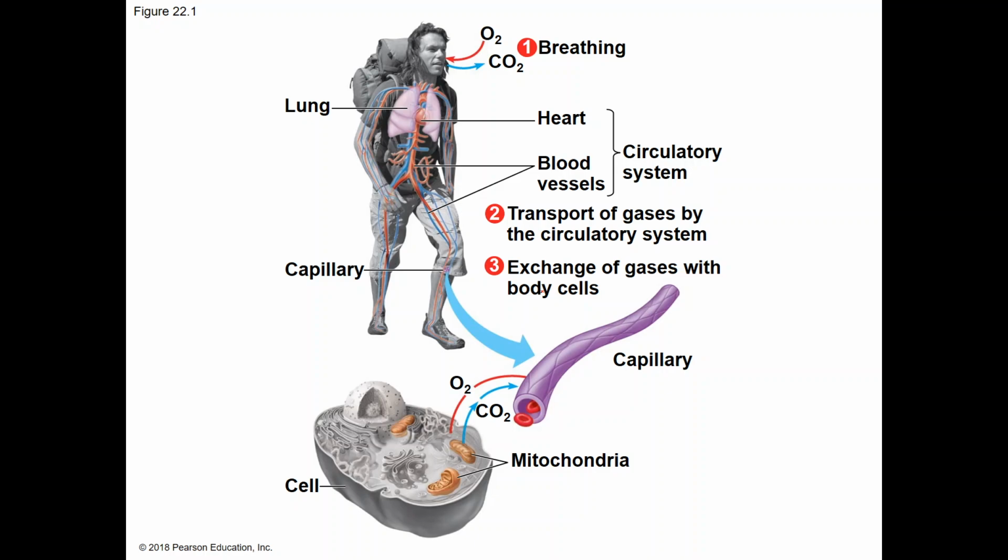So this happens in three phases. Gas exchange happens in three phases in humans and other animals that have lungs. So first, we breathe in oxygen from the atmosphere, and then the second step is that that oxygen is transported by the circulatory system, and then finally there's an exchange of gases with the body cells. Body tissues take up oxygen from the blood and they release carbon dioxide back into the blood. That blood is transferred back to the lungs, where we can respire the carbon dioxide back out.